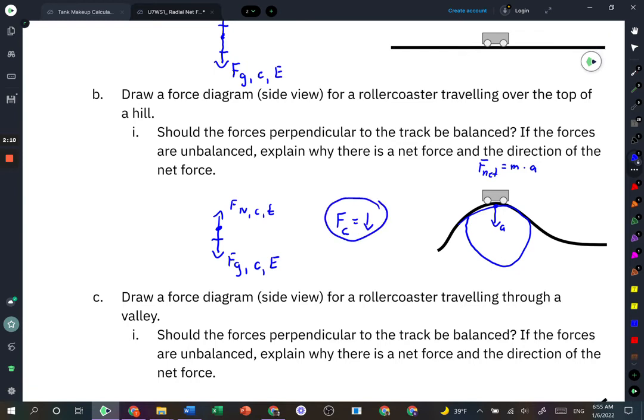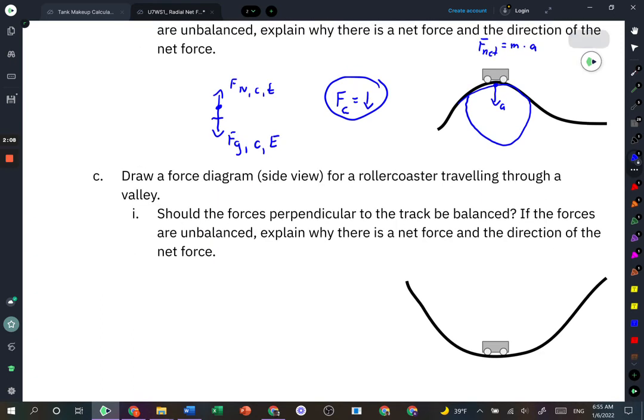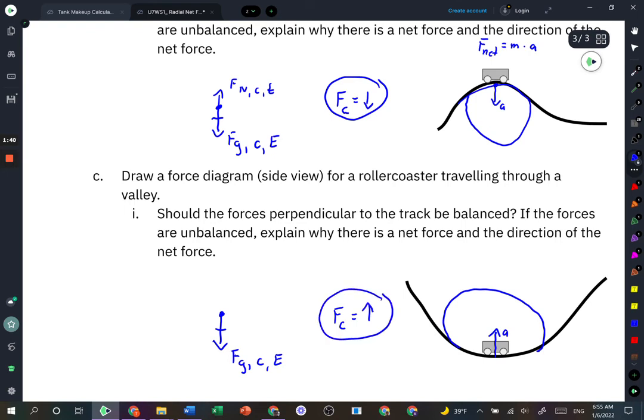Now, for the last part, part C, we have that same roller coaster cart, but it's now traveling through a valley. Same thing, we're going to start off with a force of gravity pointed down, same size as the previous ones. And because it's at the bottom of this circular motion, we're now going to say that the acceleration vector points up. So our net force should also be pointed up, or the centripetal force acting on the cart overall will be pointed up. That means our upward forces have to be greater than all of the downward forces. So in this case, our normal force is bigger than our force of gravity.